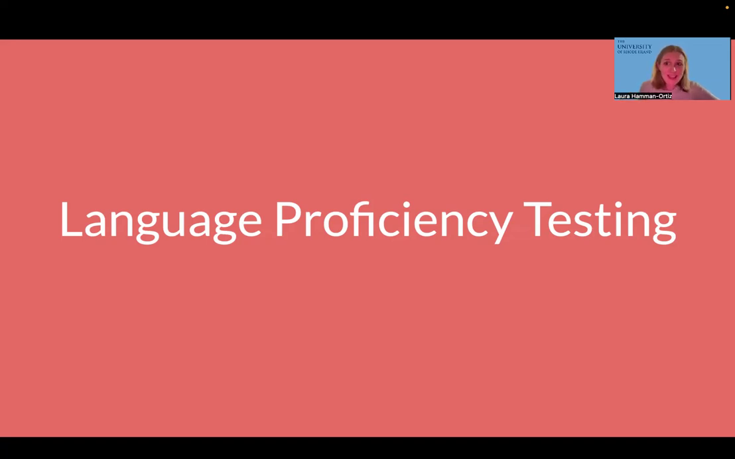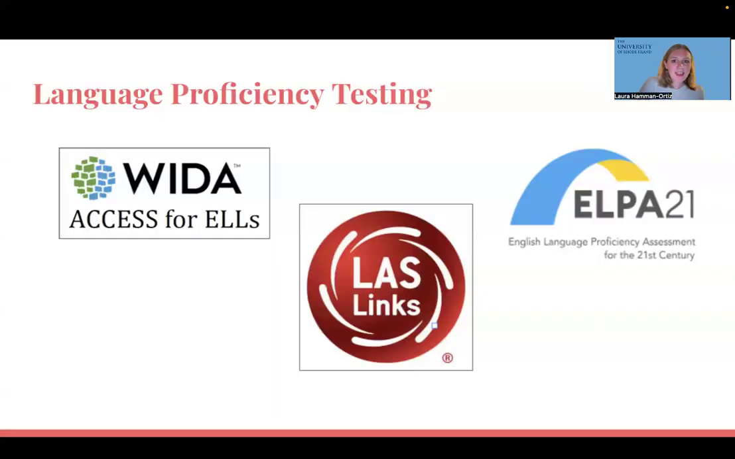So since the 1960s, we have been charged with making sure that schools and districts and states are regularly monitoring English learners' English language proficiency development over time to ensure that they're making adequate progress. As a result of this mandate, different assessments have emerged to help states and districts and schools do this work. The most dominant of which, by far, is the WIDA Access for ELLs assessment, often just called the Access Test. Although there are other organizations that offer language proficiency testing, like LAS Links and ELPA21.